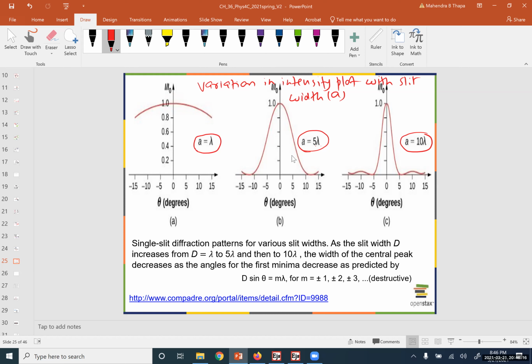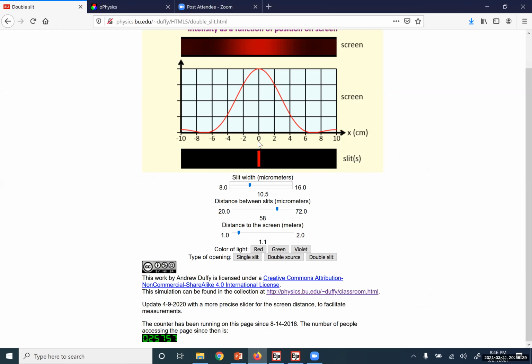As the slit width is increasing, meaning bigger and bigger, we can see from this picture that we can also easily see the other orders, like the first bright fringe or the second bright fringe. We can see that. Okay, we can see this in the case of simulation also.